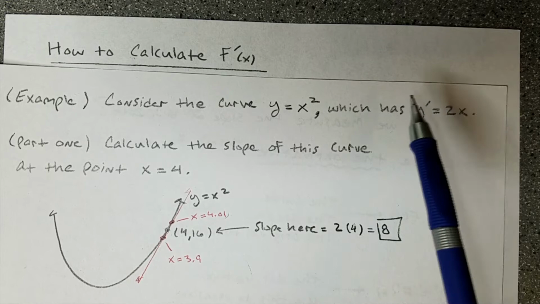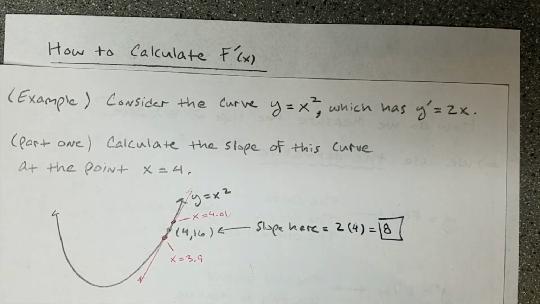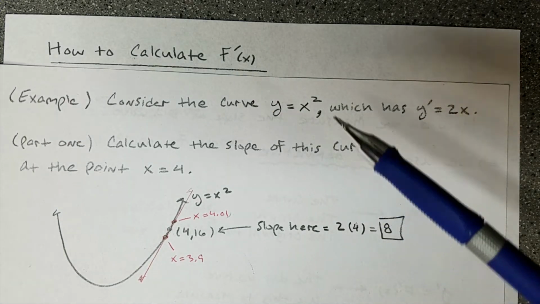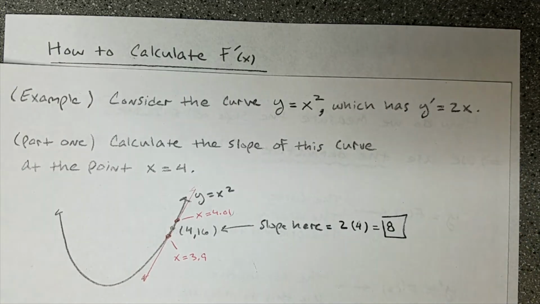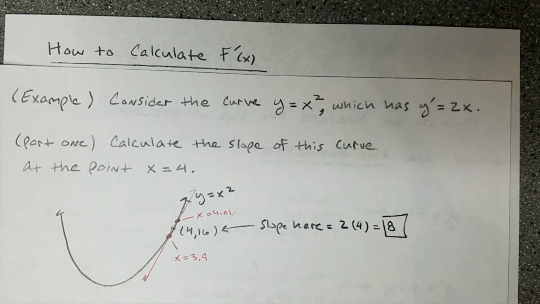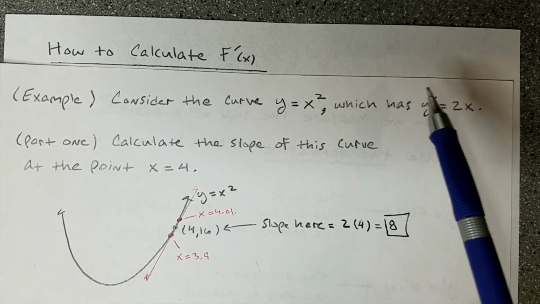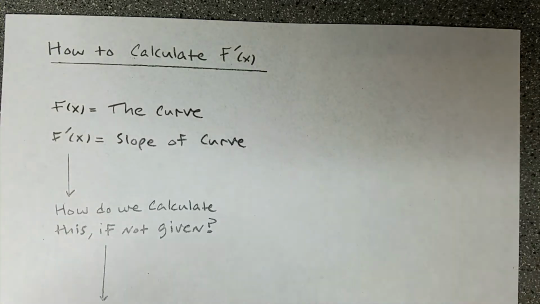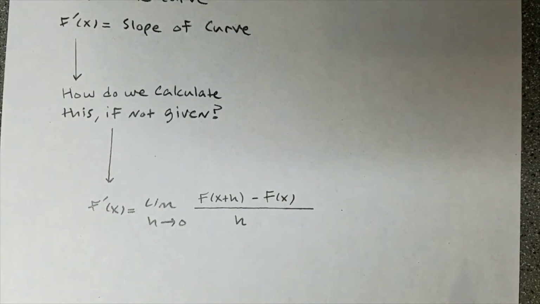I told you don't worry about finding that right now, just because I wanted to keep it as simple as I could. If we had talked about how you found that in addition to doing everything else, it would have really muddied the waters more than they already are. So yes, we didn't worry about how to find the derivative, y prime or f prime, and now we talk about how you figure it out. How do we calculate f prime if it's not given?